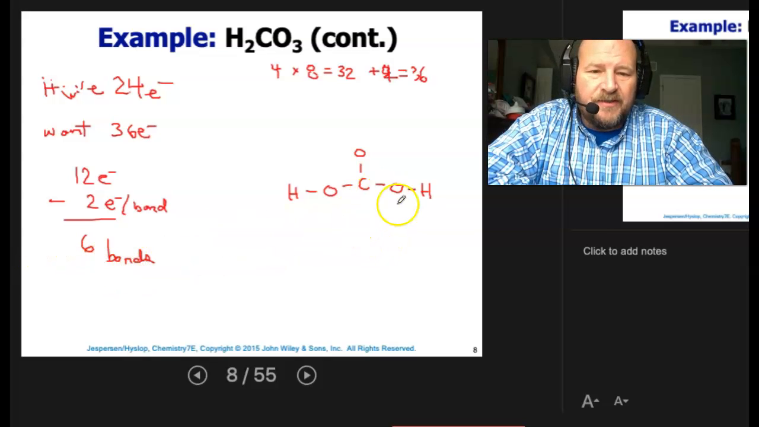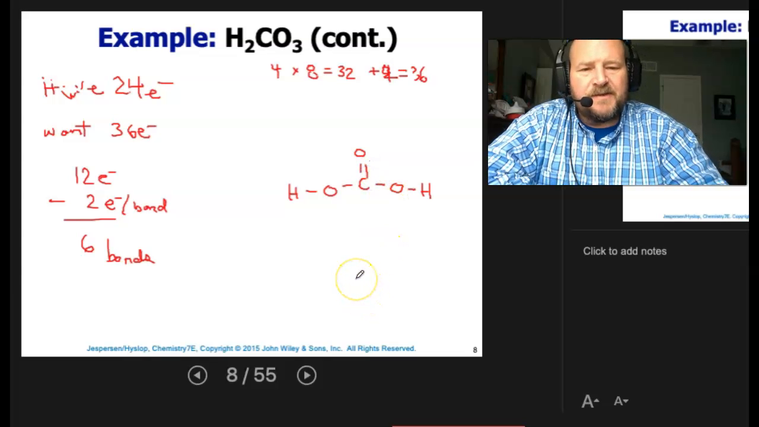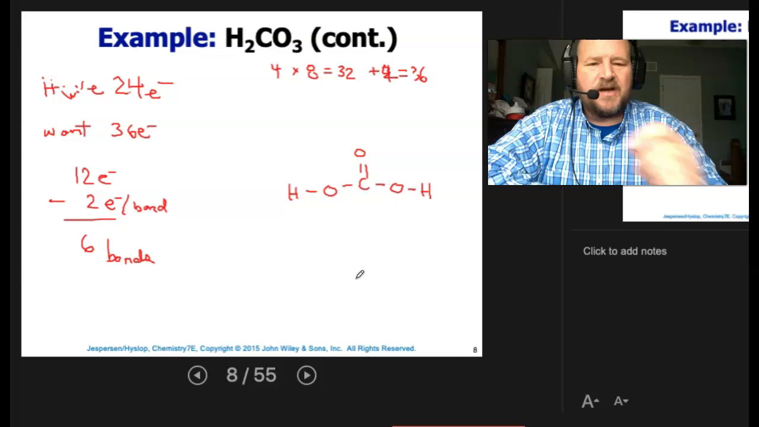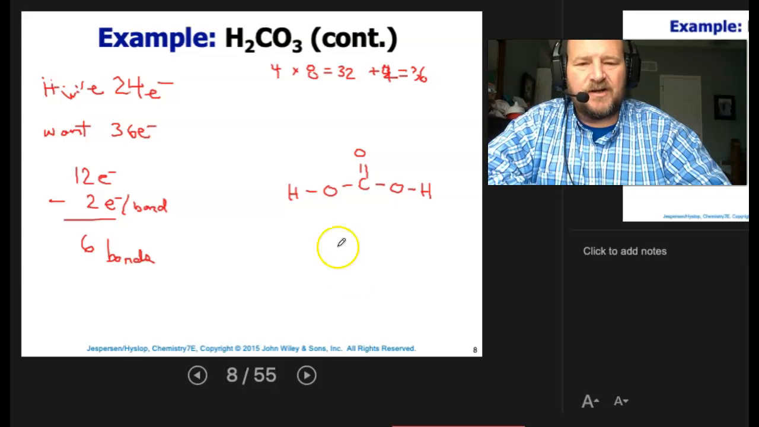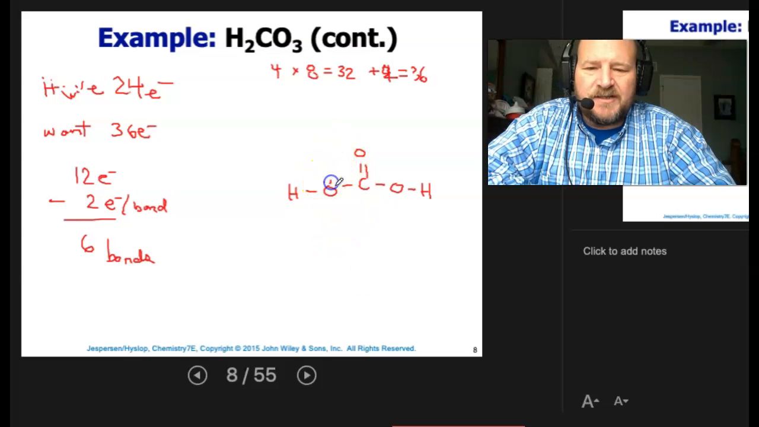So I need to draw in another bond. Well, at this point, oxygen doesn't have any bonding electrons left. Carbon still needs to use up 1. This oxygen still has 1 more. So we're going to put our 6th bond right there. So the method is pretty much the same. It's just working from the bonds rather than the electrons. Now we'll put in electrons to make everybody happy.